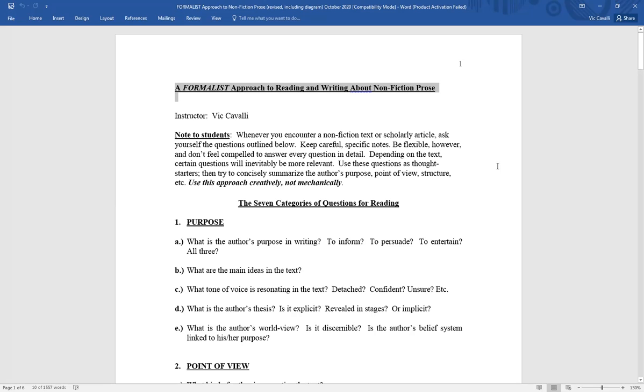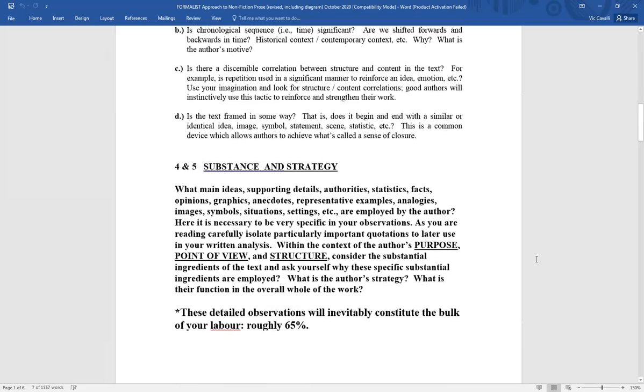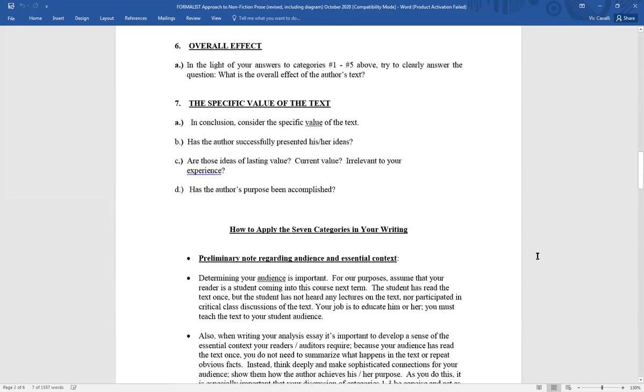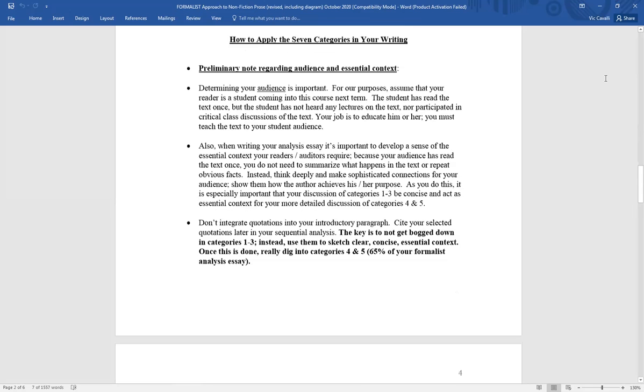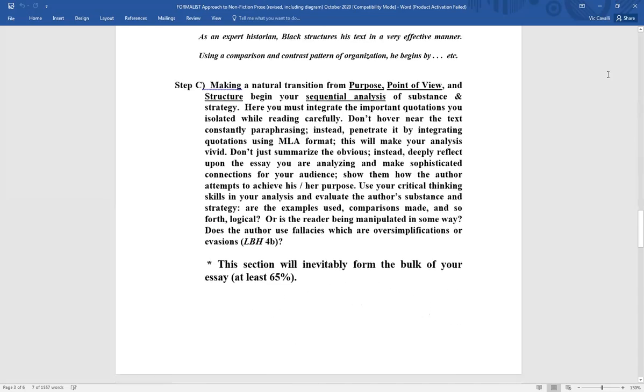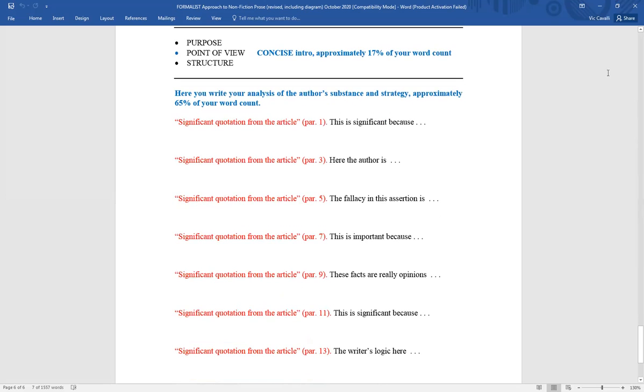And in the document that I've posted for you online, which you see on the screen right now, I've got the document divided into 3 sections. The first section that you see on the screen right now is the 7 categories of questions for reading. The second section, which we'll just scroll down to here, is the section on how to apply the 7 categories in your writing. And the final section at the end is a diagram illustrating the basic structure of a formalist analysis. Now, that's just sort of an overview of the document.